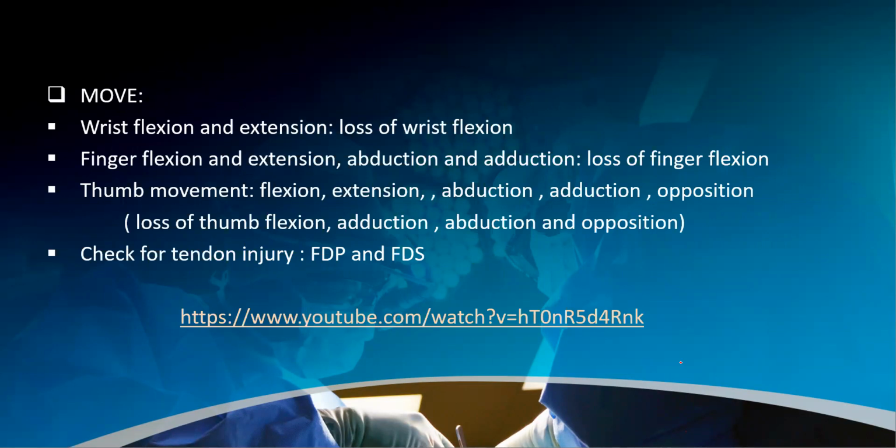So now that we have ruled out any vascular damage, we move to checking for any tendon injury and nerve injury. That part we do by checking the movement. Now let me just give you the movements we are going to do in this patient. In the hand, you do wrist movement, which is flexion and extension. So you show with your hand how you are doing flexion and extension.